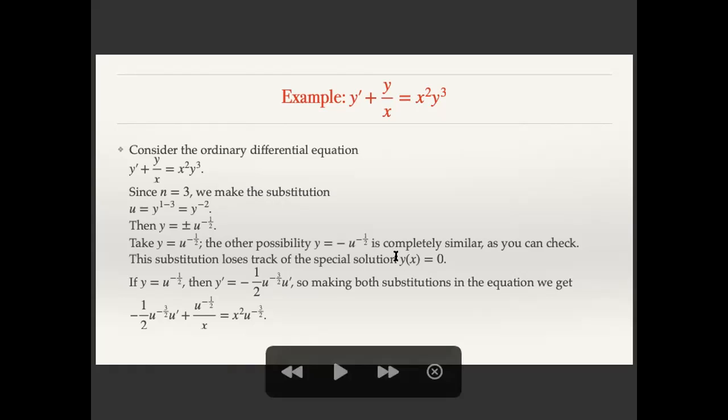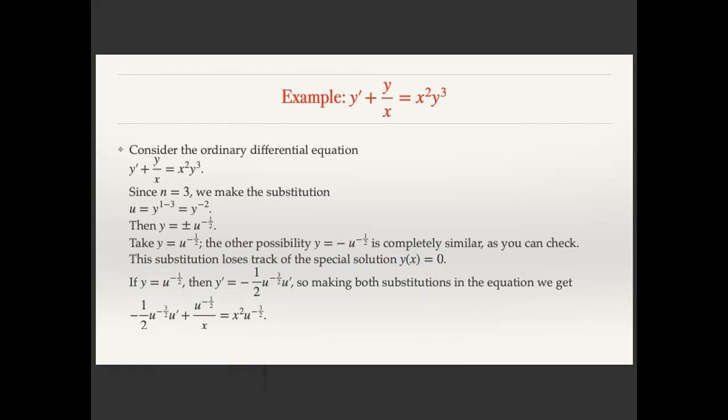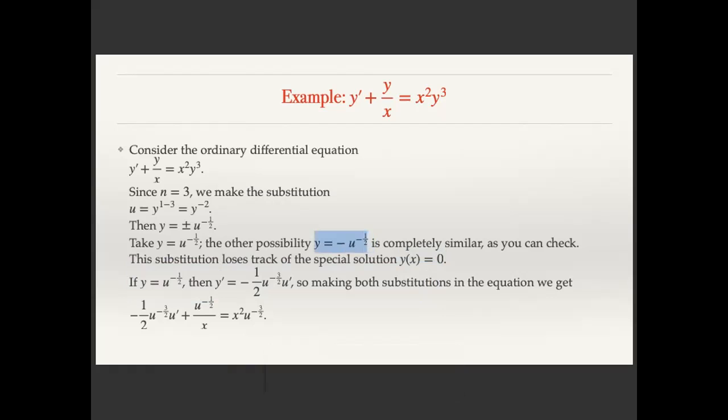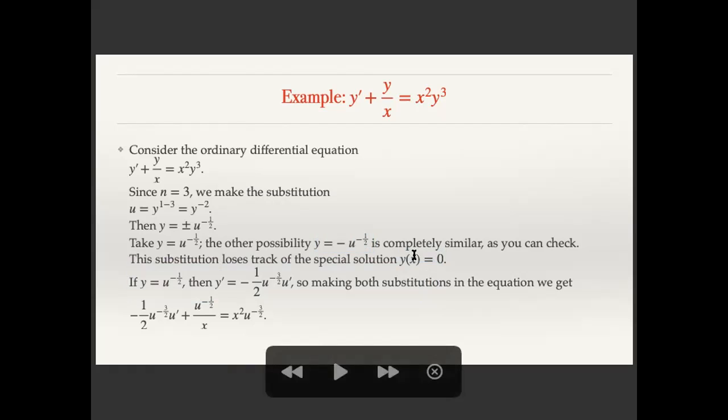And both of these cases are not keeping track of the special solution y is constantly 0. So one of these two cases traces all strictly positive solutions. The other one of these cases, namely this one, traces all strictly negative solutions. And there's a third case when the solution is constantly 0. And this is specific to this equation. So in general, things are similar, but not quite completely the same.